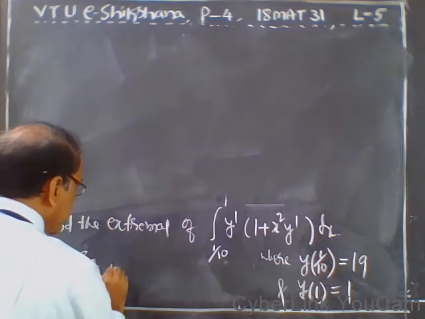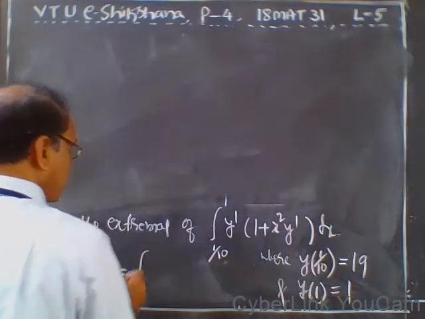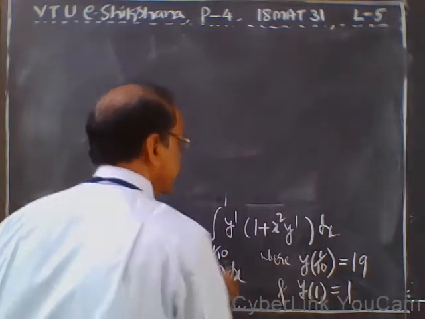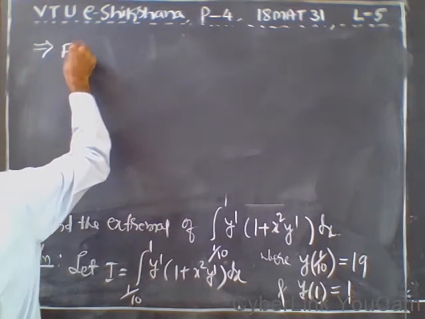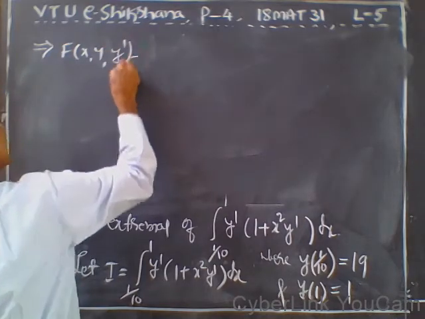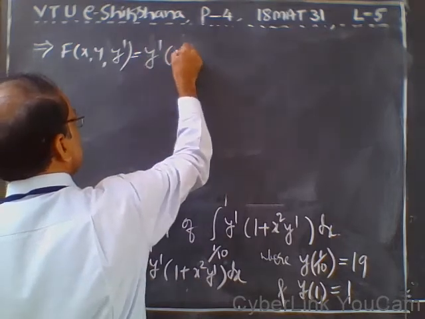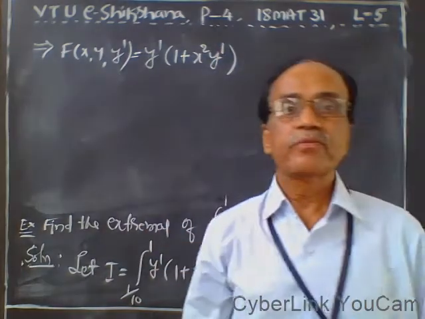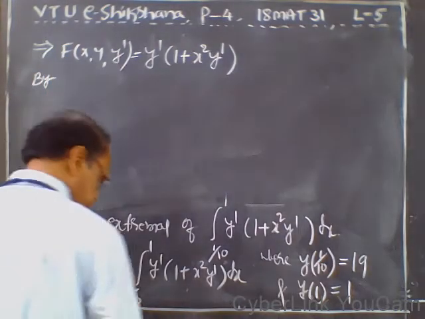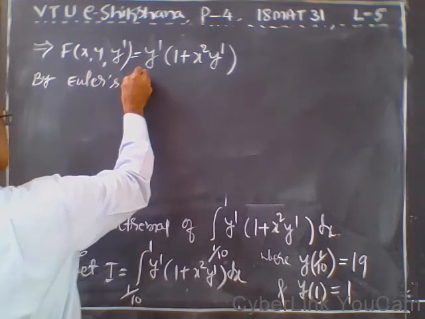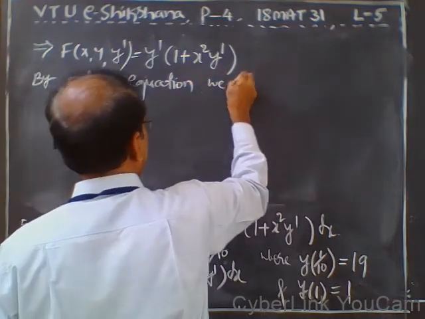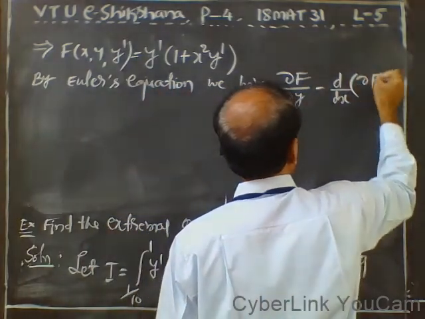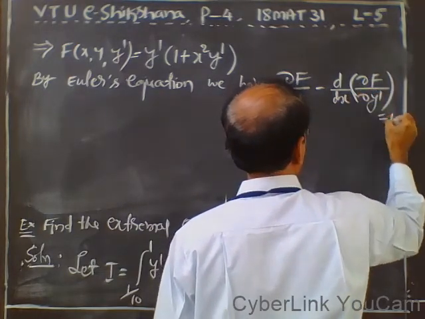First of all, let y be equal to the integral from 1 by 10, lower limit, up to 1 of y dash into 1 plus x square into y dash, that is dx, where f of x comma y dash equals this function y dash into 1 plus x square y dash. Then by Euler's equation, we have del f by del y minus d by dx of del f by del y dash equal to 0.